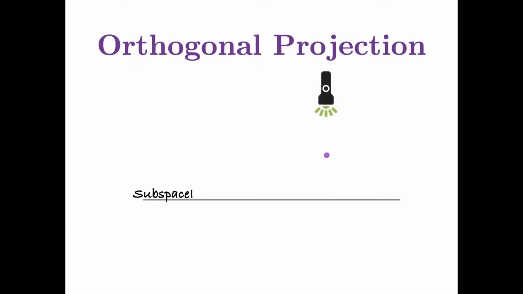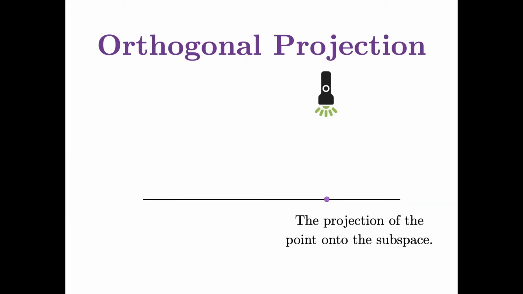Imagine I have a flashlight above the point, and I just shine a light and cast a shadow of that point directly onto the subspace. And I do this so that the shadow lands at a right angle. Where that point lands on the subspace is the projection of the point onto the subspace.